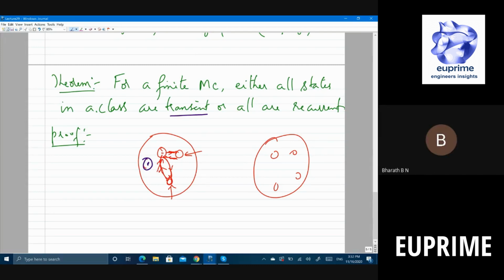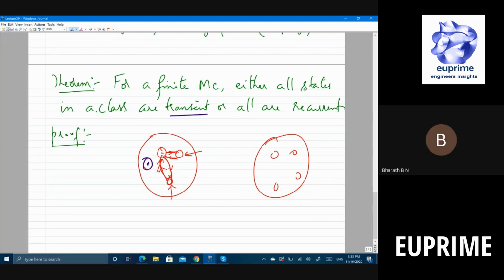I'm saying all of them are transient, but in a communicating class, I'm assuming that all of the nodes are transient but one. There's one node which is not transient; it's recurrent. Now I have to arrive at a contradiction, right? How will you arrive at the contradiction if you assume that there is one node which is recurrent?